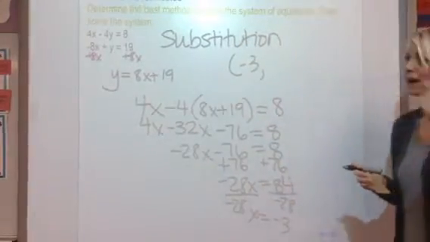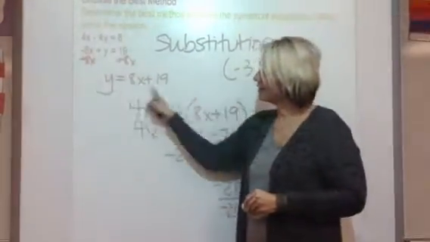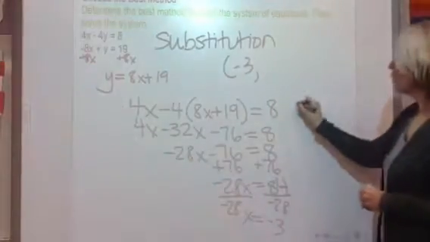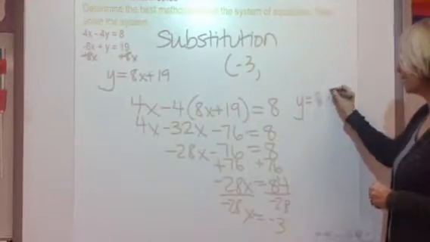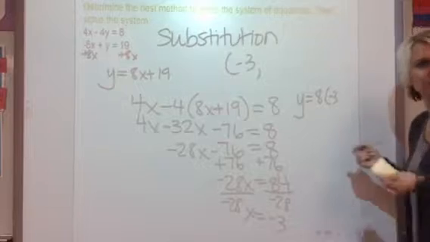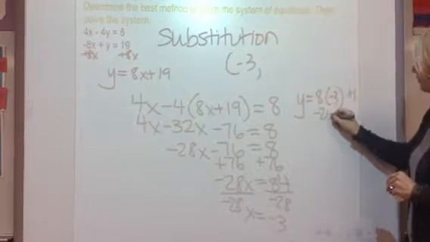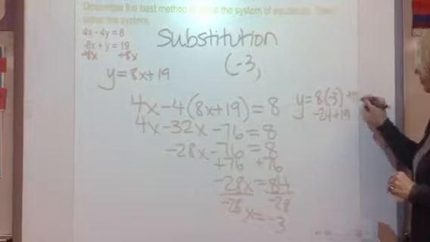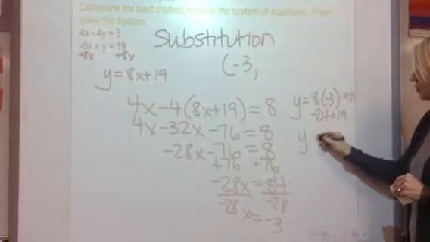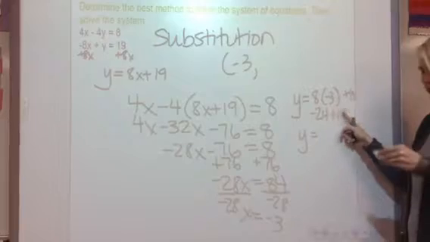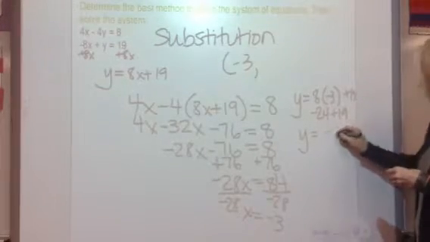Now to find my y value, I could just plug into this equation right here. Y is equal to 8 times whatever my x is, which is negative 3, plus 19. So that's negative 24 plus 19. Y is equal to, when I take negative 24 plus 19, I get negative 5.